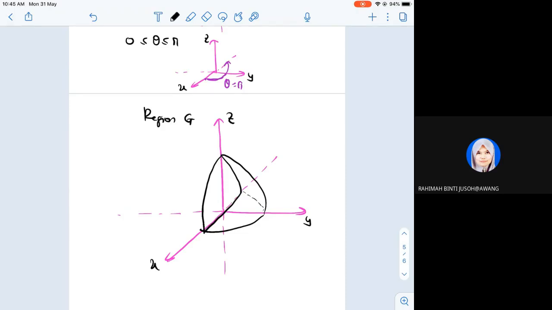So now this is the angle of theta. Theta equals pi. And then the angle of phi, from the axis to the base, phi equals pi over 2. That's why we just have a quarter of the sphere. Understand?